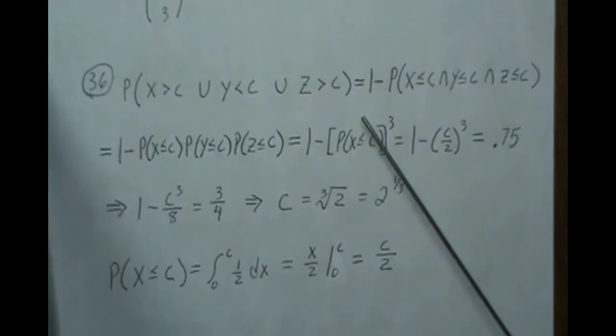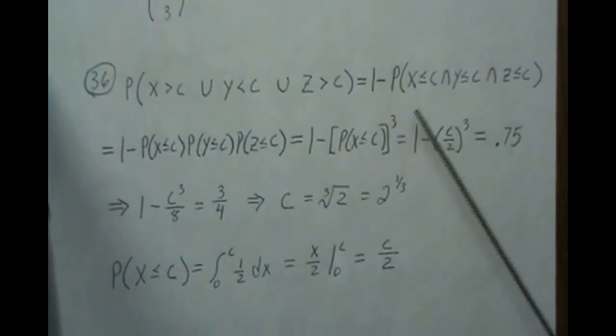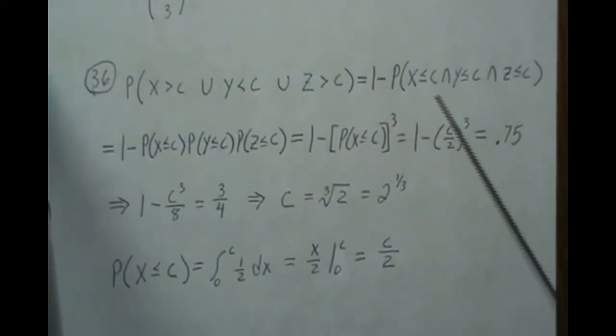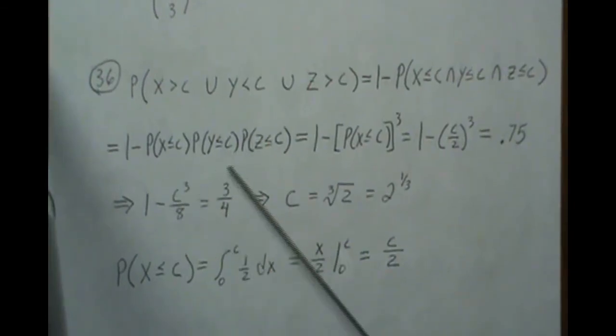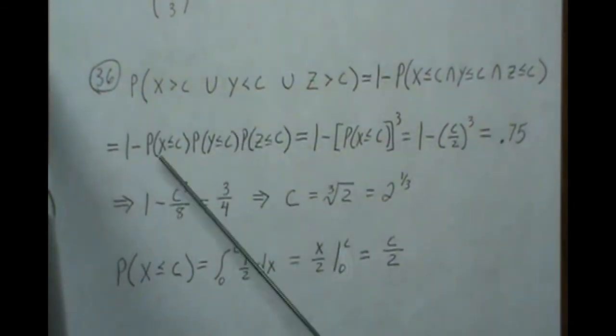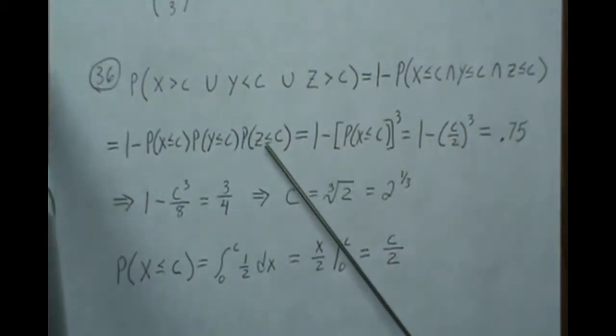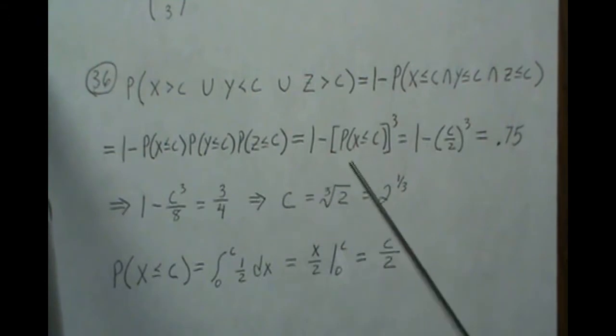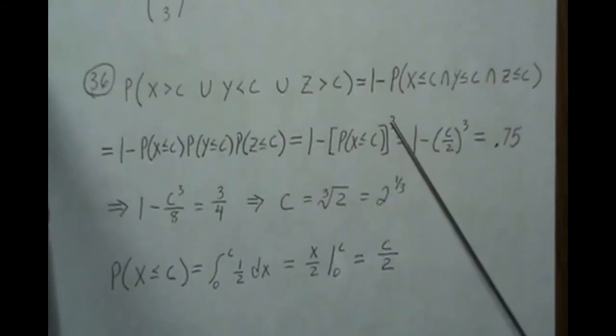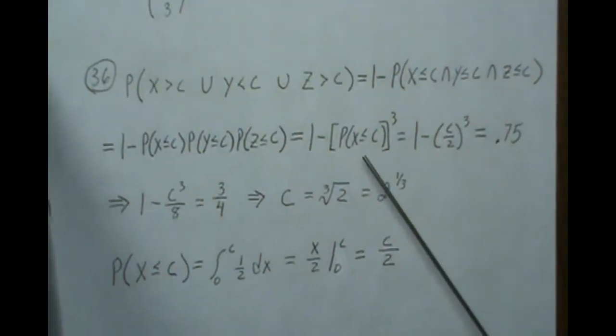So the trick to this is you take 1 minus the probability that they're all less than C. Since X, Y, and Z are independent, you can break them up into the product of those probabilities, and those are a random sample from the same distribution. So it's the same as taking one of them cubed.